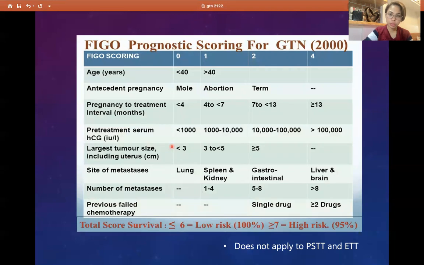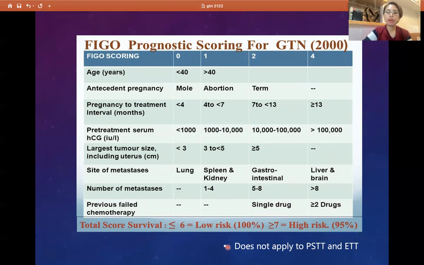So the FIGO prognostic scoring for GTN is scored as either 0, 1, 2, or 4. There is no score of 3, okay? Depending on the characteristics, we add the characteristics present in our case, okay? Now, remember that there is a cutoff score of more than or equal to 7. If the score is more than or equal to 7, then it's considered high risk. So if it's high risk, then instead of a single agent, we give multiple agents, okay?